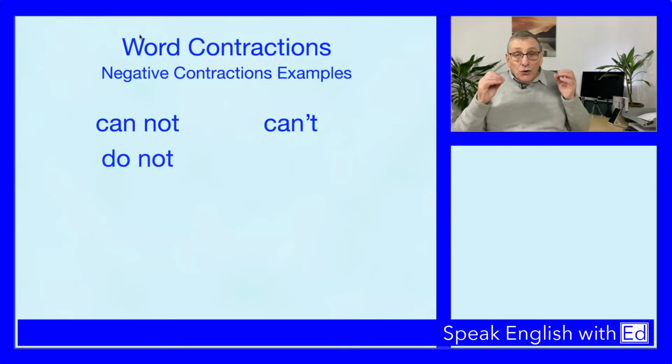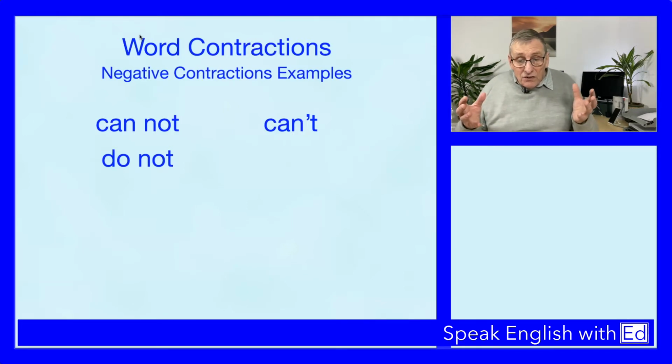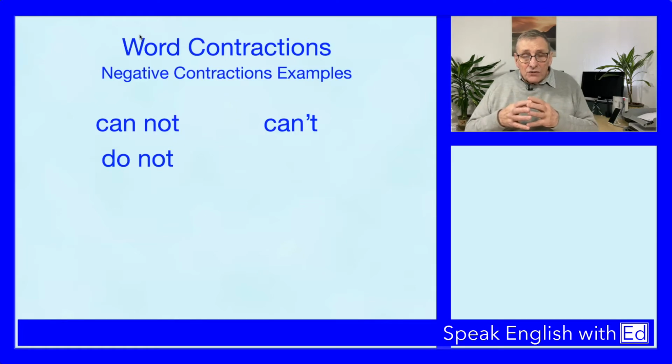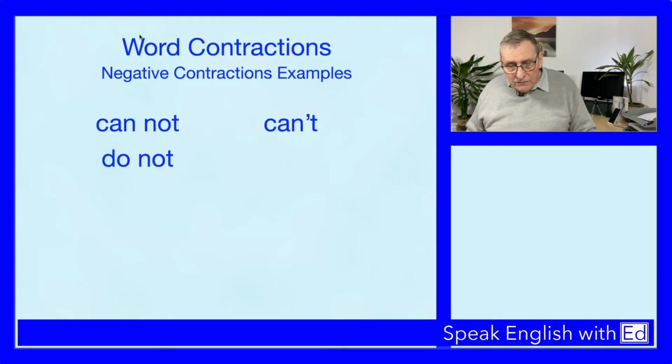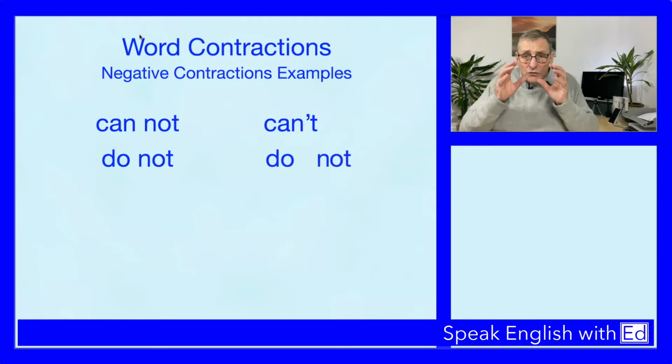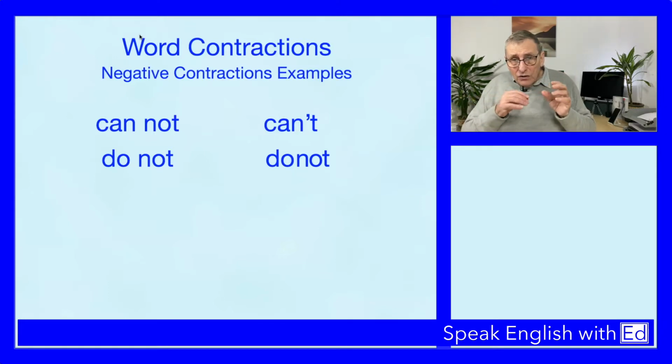Next one is do not. We're still on the negative contractions. Do not is going to contract down to don't. So we've got our two words, do and not. Bring them together. Now we don't say do not. We say don't.